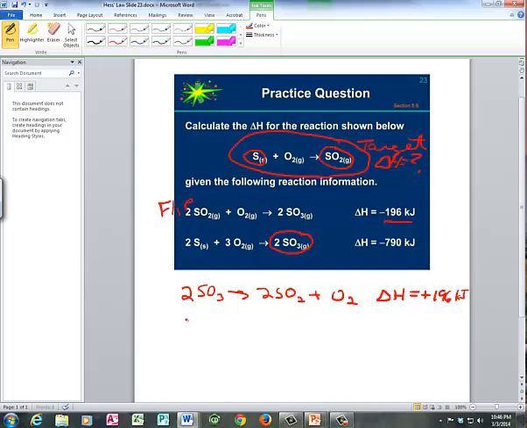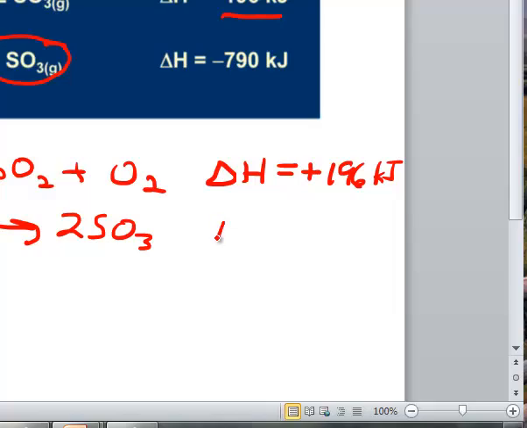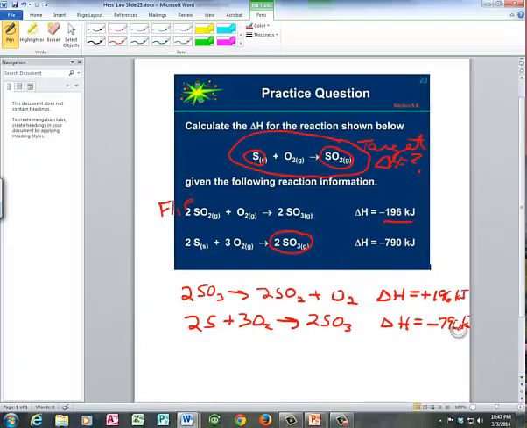So I'm just going to transfer this reaction down here as 2 sulfurs plus 3 O2s is going to give me 2 SO3s. So when I do that, I see that the delta H for my reaction is still minus 790 kilojoules. Now my next step is to see if there's anything I can cancel.